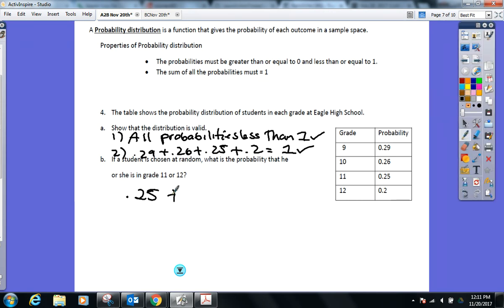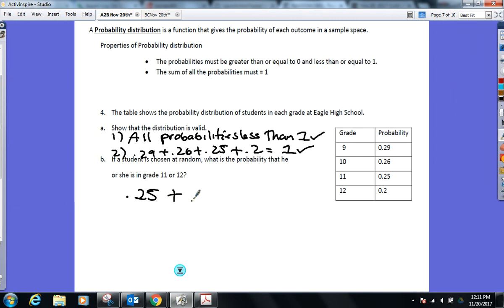Plus, and then what about in 12th grade? 0.2. I don't need to worry about what if they're in both, right? 11th and 12th, that would be an odd situation. I guess the kids who graduate early, are they considered seniors or not? Okay, great talk. That's why I'm going to keep calling on people. 0.45.